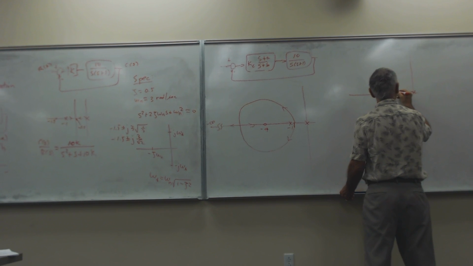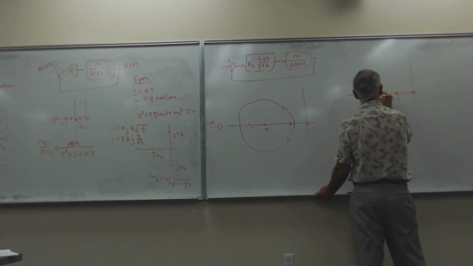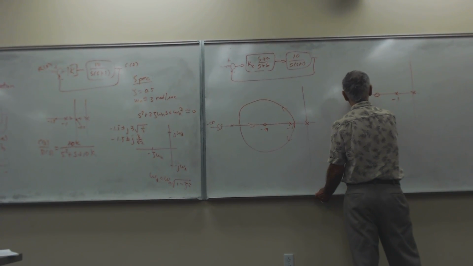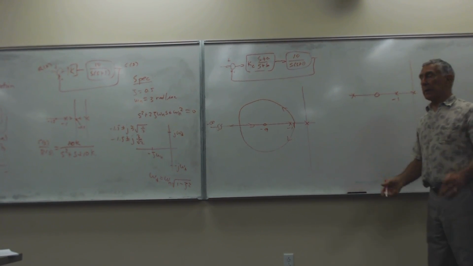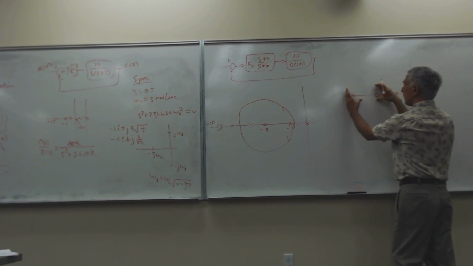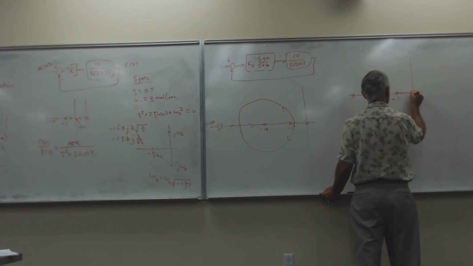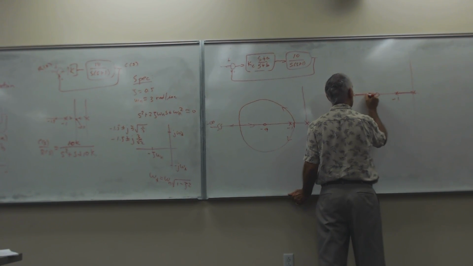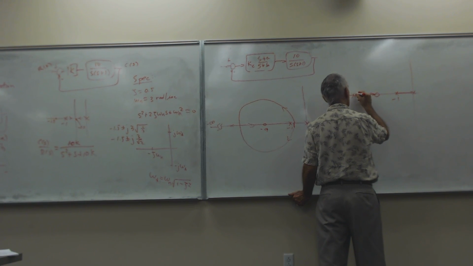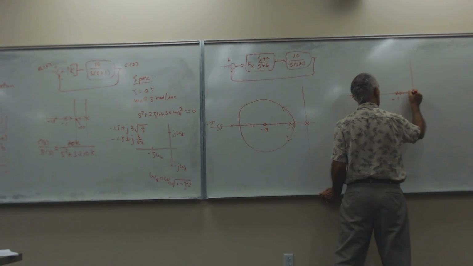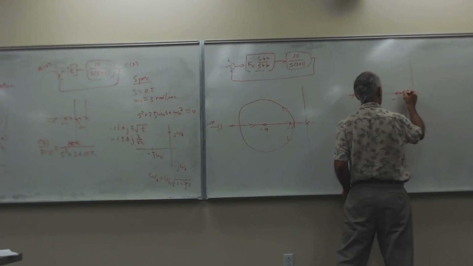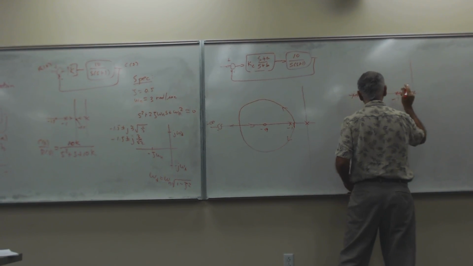We have the pole at origin, pole at minus 1. So we have the zero and the pole. Okay? So this is for the compensator here. And so the root locus exists here, it exists here, it moves that way, away from there, away from there. It's going to break away somewhere.